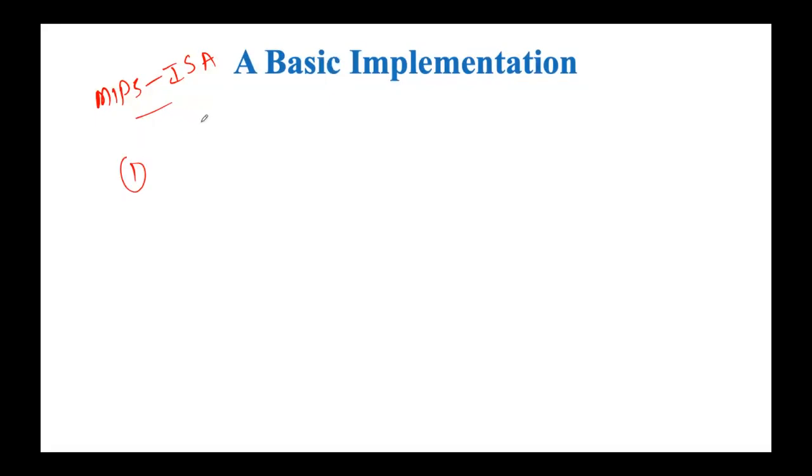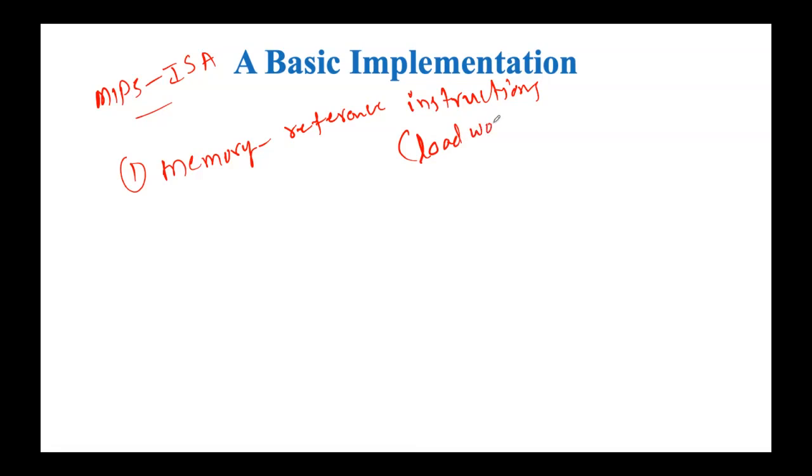One, the memory reference instructions, which we cover in this implementation. What are the memory reference instructions? They are load word, which is 32-bit, and store word. Load and store word are the instructions we covered in the instruction set architecture.